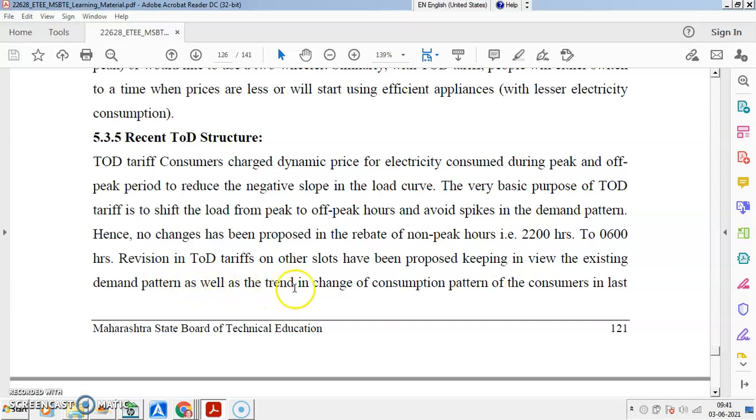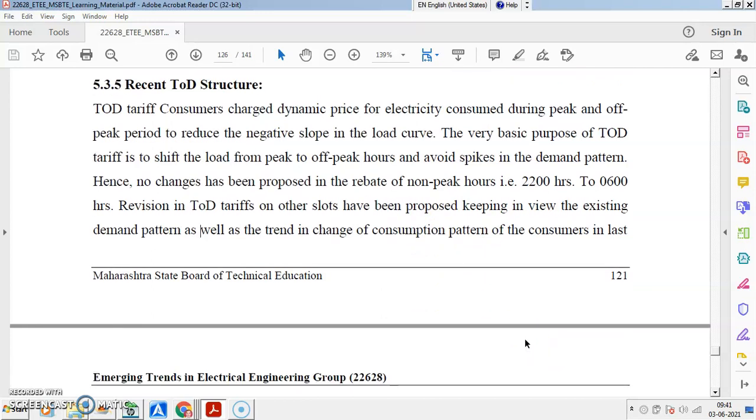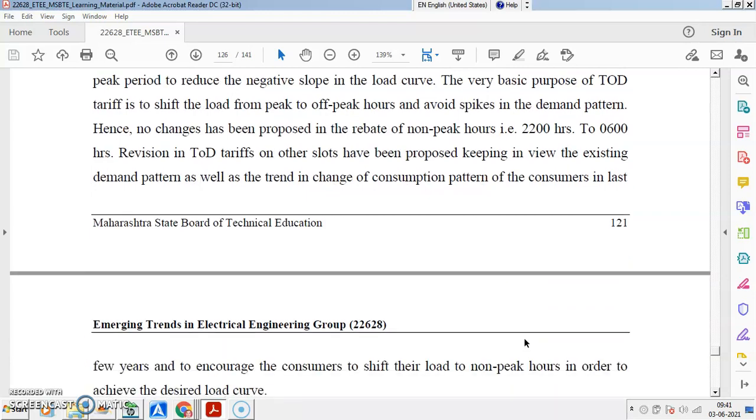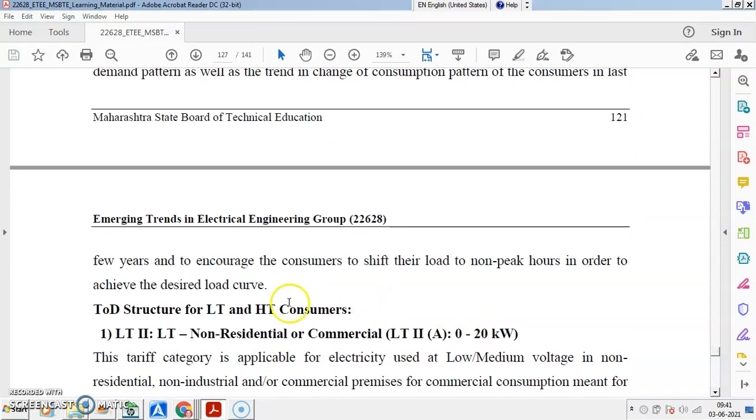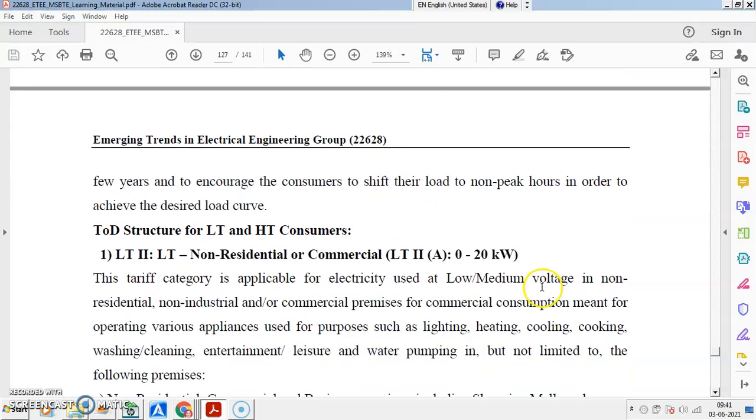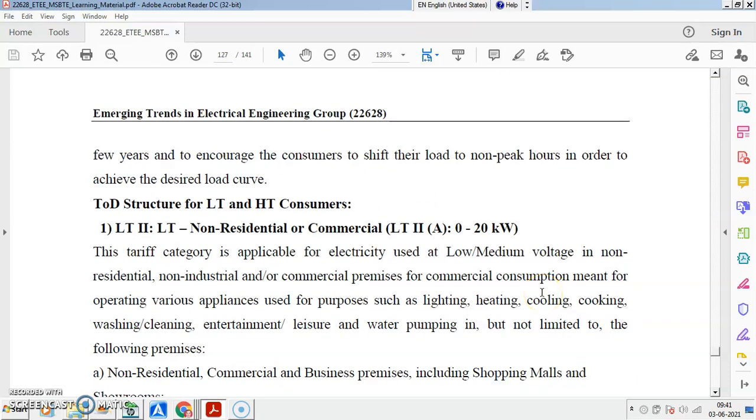So revision of the TOD tariff, which we can do regularly, has been proposed, keeping in view the existing demand pattern. It is studied for a day, a week, a month, a year. So you may call it a daily load curve, weekly load curve, monthly load curve, and finally the yearly load curve. So we can encourage the consumer to shift their load from peak to off-peak hours. So that is the basic TOD.